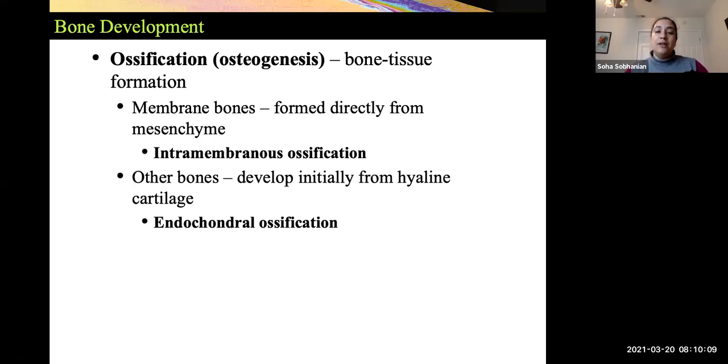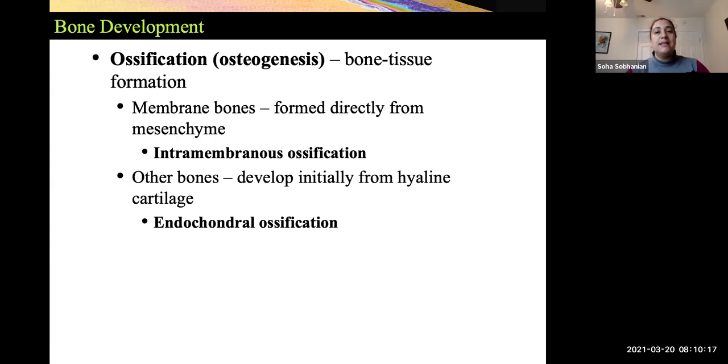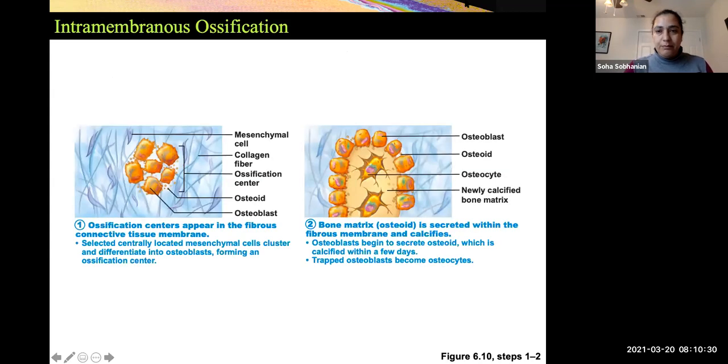Now, I do want you to understand that these processes I'm describing here are definitely more complicated. They involve a lot of molecular processes that are not described here, but we're just going over a brief overview of the steps that are involved in either form of osteogenesis. So the first thing we're going to talk about is intramembranous ossification.